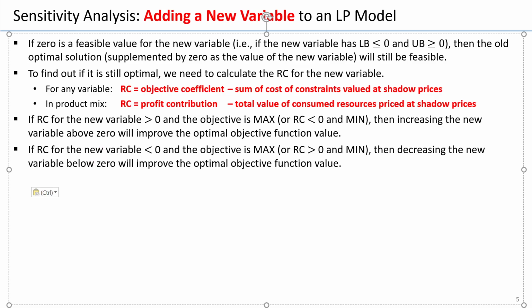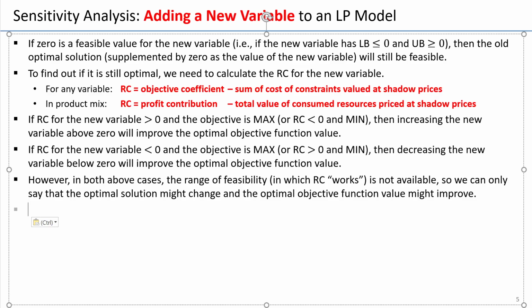And then, of course, typically the lower bound would be equal to 0. If the lower bound is equal to 0, we can't really decrease below 0. That would mean that the variable will stay at 0 and it will not change. So the old optimal solution would be the same, right? Now, in both of those cases, notice that we don't have a range of feasibility, right? We can calculate the reduced cost for the new decision variable. And if it's positive, for example, and the objective is maximization, we know we can improve the optimal objective function value by increasing the variable above 0.